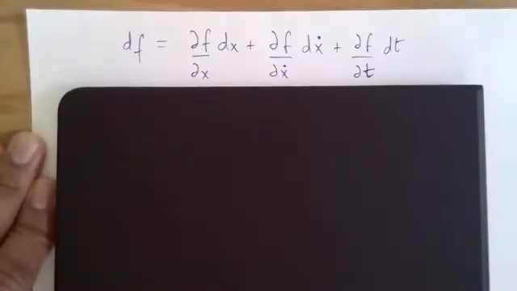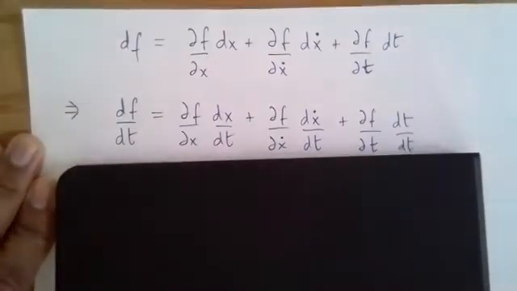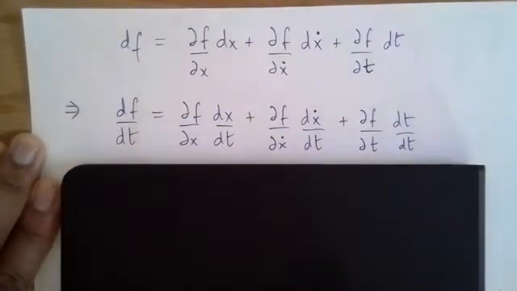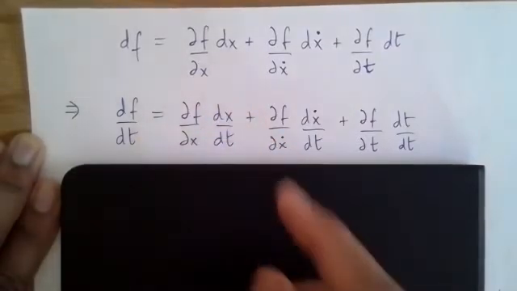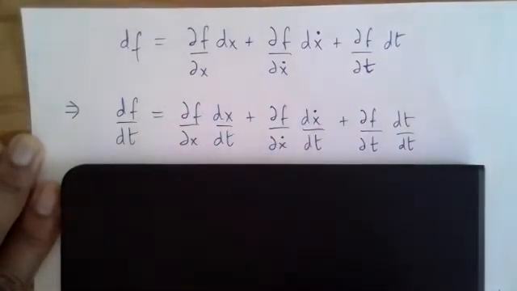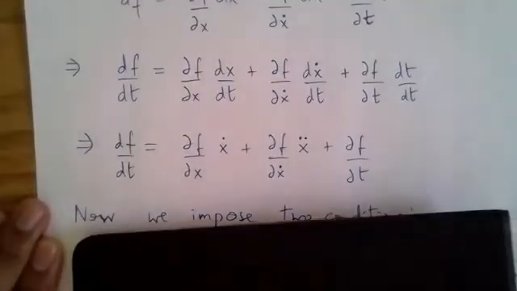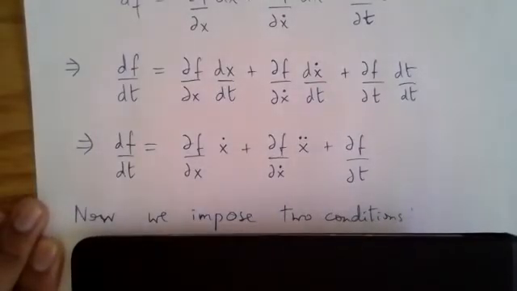If we go now from this differential to the total derivative, df over dt, well, we can just divide both sides by dt. And now we notice a few things. Okay, dx over dt is x dot, dx dot over dt is x double dot, and dt over dt is 1. Now we are going to impose two conditions on f.